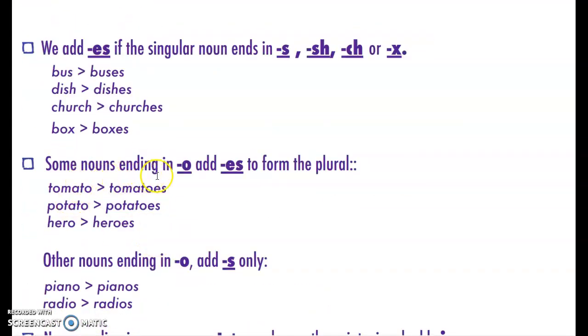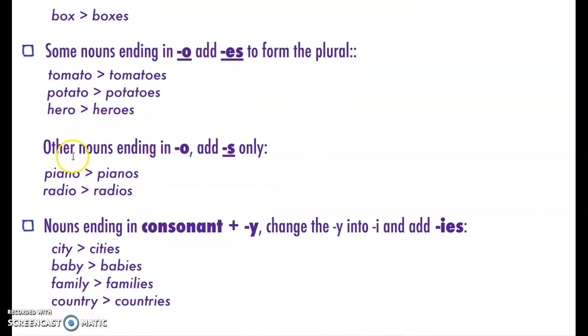Some nouns ending in o add es to form the plural. For example, tomato, tomatoes, potato, potatoes, hero, heroes. Other nouns ending in o add s only. For example, piano, pianos, radio, radios.